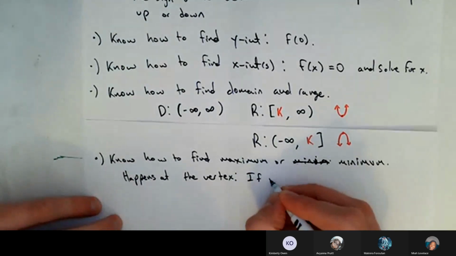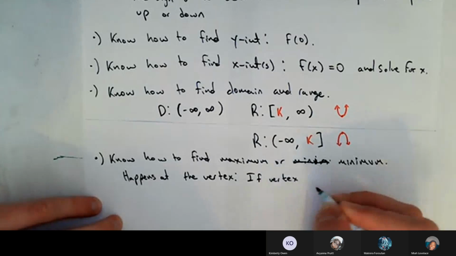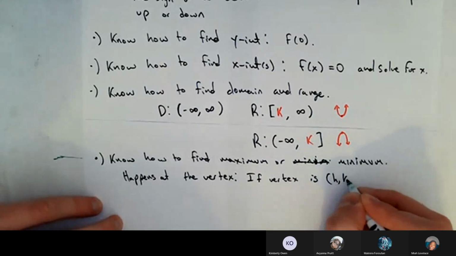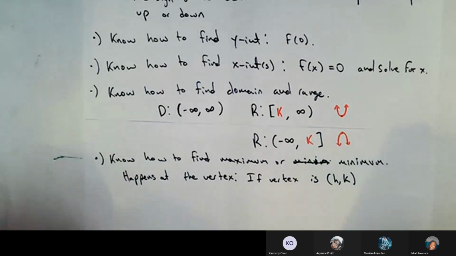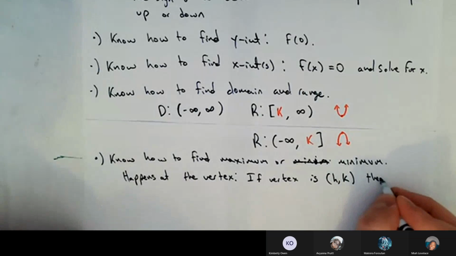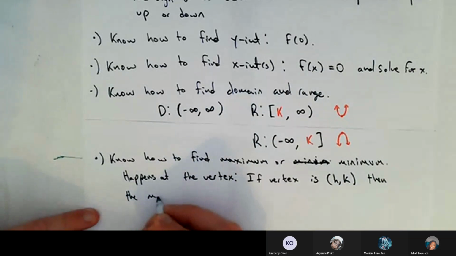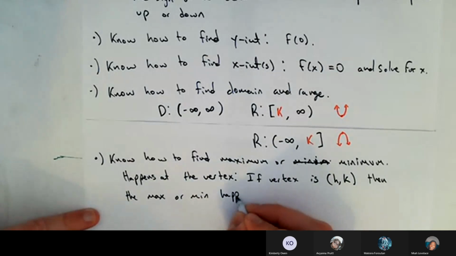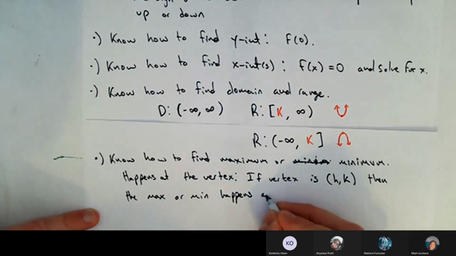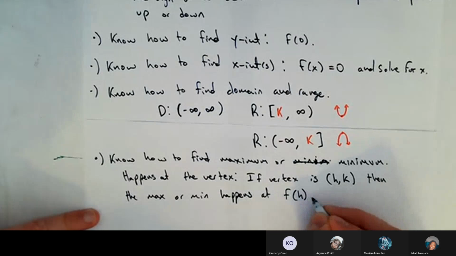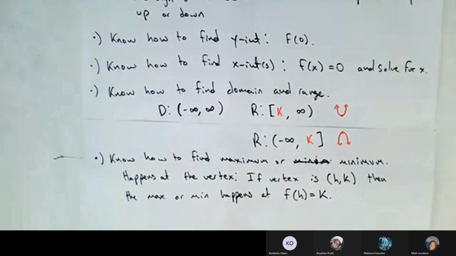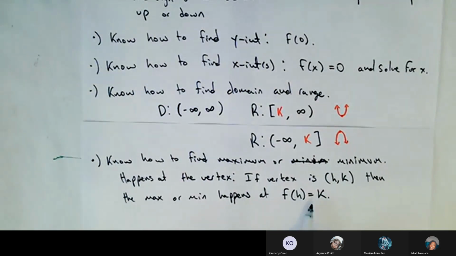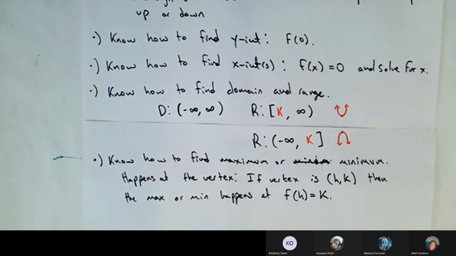So if the vertex is (h, k), which is what we're saying, those are the letters we like to use for the vertex, then the max or min happens at f of h equals k, right? f at that x value yields that y value. f at that input of h yields a k.